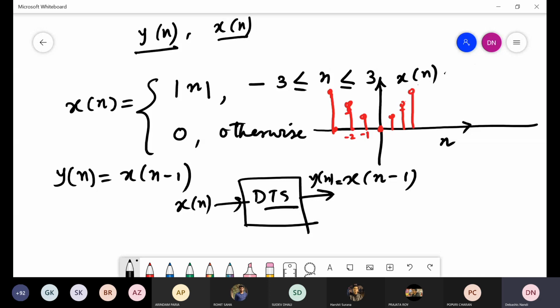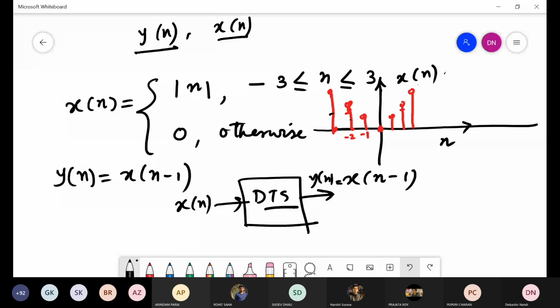Now, one sample delay means it is possible for you to draw this new waveform. Can you draw the new waveform? It is very easy. Each sample value will appear one sample delayed, on the right-hand side of n, because n-1 is there, with a minus sign. Therefore, this signal will be shifted to the right-hand side. So this sample value will appear here, this will come here, this will come here, and this 0 will appear here. Here there will be no signal, so the whole thing will be shifted. This is one sample delay.